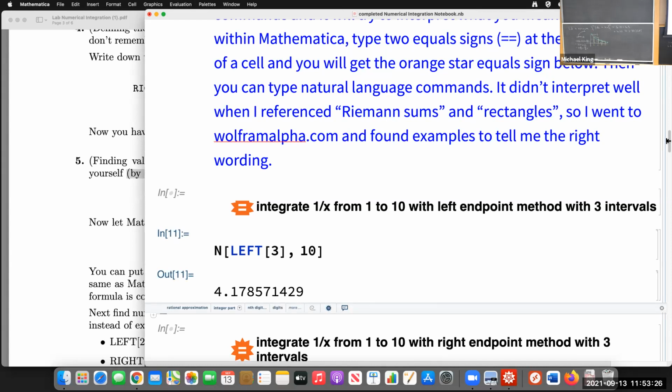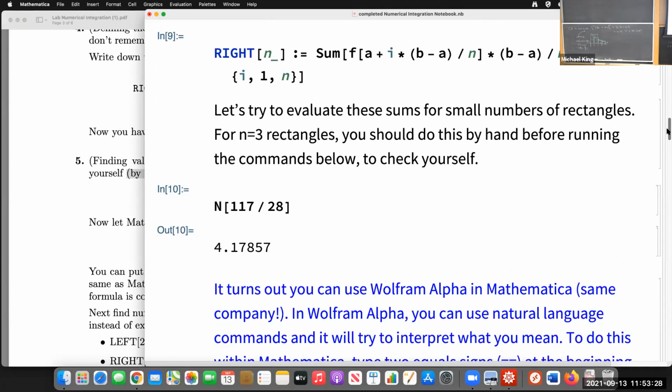Okay, so when I said by hand, that's what I meant. For a small number of rectangles, you can write these out. All right. What did I just say? 4.17857. Any questions about that?